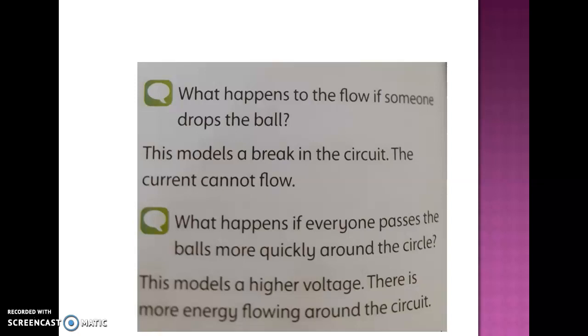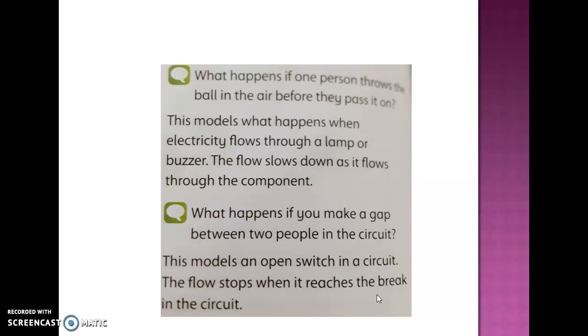Look at the second speech bubble. It says, what happens if everyone passes the balls more quickly around the circle? Now, if everyone is passing the balls more quickly, that means there is more electric current being flown. So, what does this show? This will show that there is a lot of current flowing. In other words, we say it has a higher voltage. If it has a higher voltage, there will be more energy flowing around the circuit.